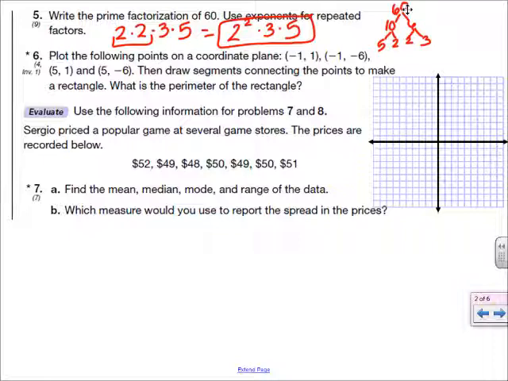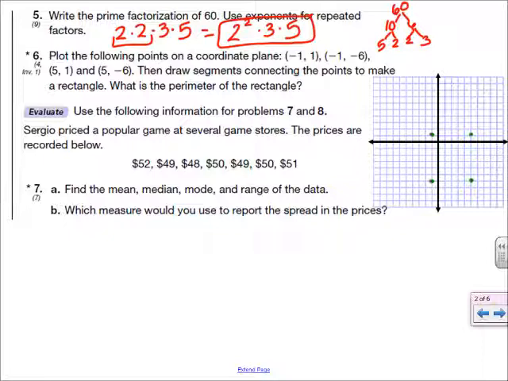So, negative 1, 1. Negative 1 is the x. That means go to the left 1. 1 is the y. That means go up 1. Negative 1, negative 6 means left 1 and then down 6. 1, 2, 3, 4, 5, 6. 5, 1 means go to the right 5 and up 1. 5, negative 6 means go to the right 5 and down 6.